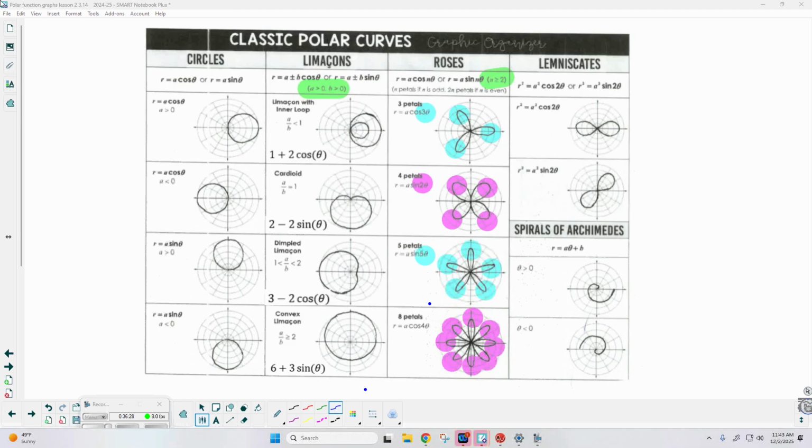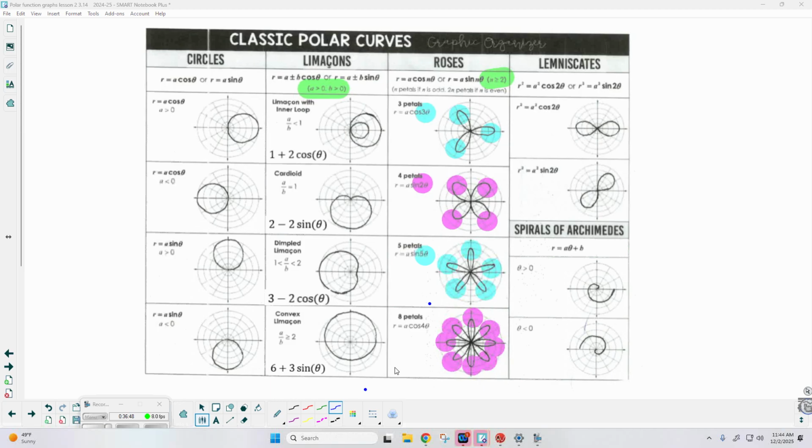Now, it's a little more difficult to talk about symmetry here. So whether it's sine or cosine, it could be symmetric with the x-axis, with the y-axis, or even both. So we won't worry about symmetry when it comes to the roses. Okay. But let's go ahead and plug in a few. Let's see what we got.